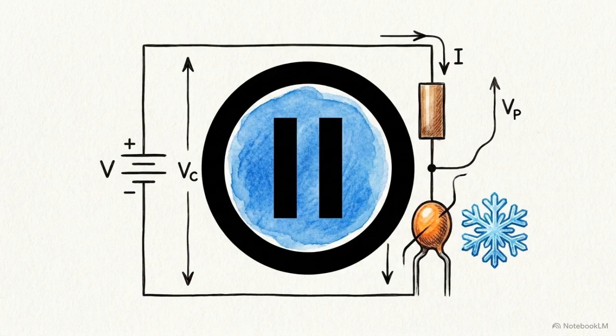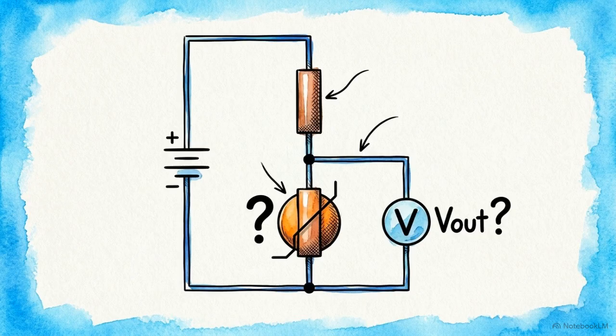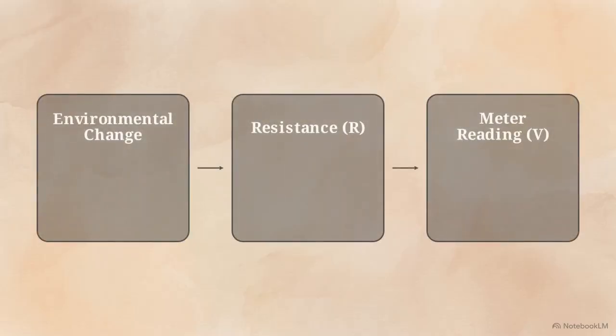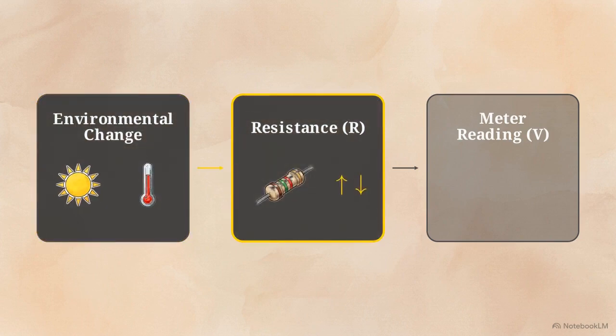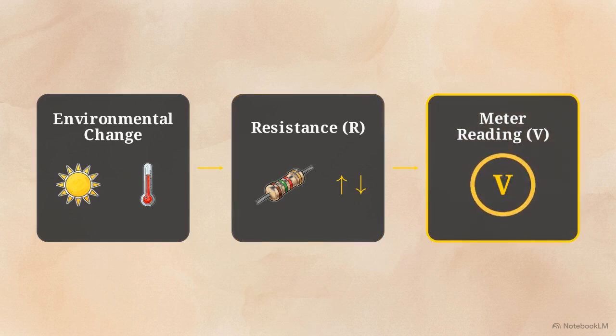Pause the video. If the environment around this circuit suddenly becomes freezing cold, what happens to the resistance of the thermistor? And based on that, what happens to the reading on Vout? Successfully predicting a potential divider comes down to tracking the sequence. You move from the environmental change to the component's resistance shift, and finally to the meter reading.